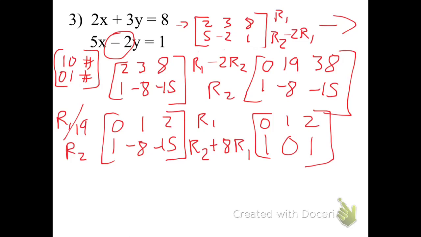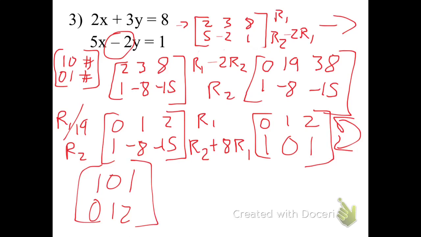And we are now done. If you interchange your rows here, which is a legal move, you get 1, 0, 1, and then 0, 1, 2. Remember, this is like an augmented matrix, where X is your first column and Y is your second column. This says that X is 1 and Y is 2. And that should be it for number 3.